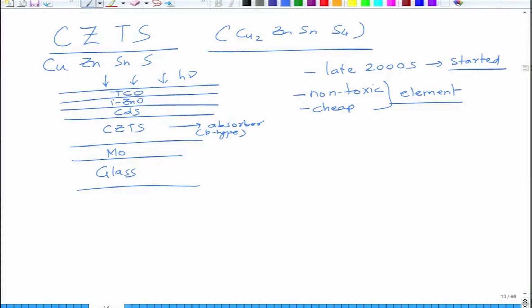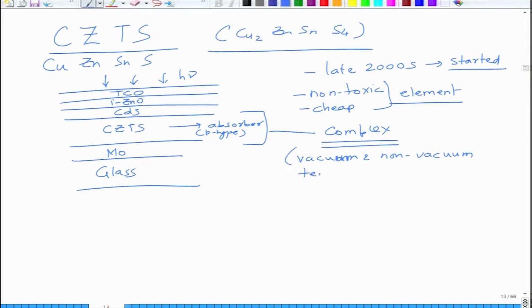However, the fabrication of CZTS is not trivial. It's a complex process because you have 4 elements present. So as a result, the fabrication of CZTS is a problem. It can be made by both vacuum and non-vacuum techniques, very similar to CIGS technology.